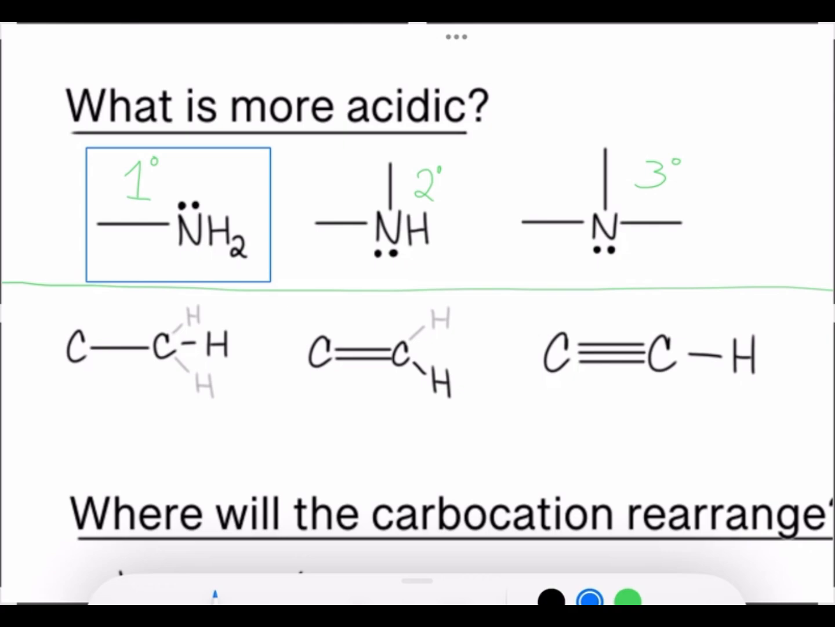Now, when we look at our alkane, which is primary, our alkene, which is secondary, and our alkyne, which is tertiary, which one do you think is going to be more acidic? The answer is going to be our tertiary, and that is because it has more S character. Now let's write that in.